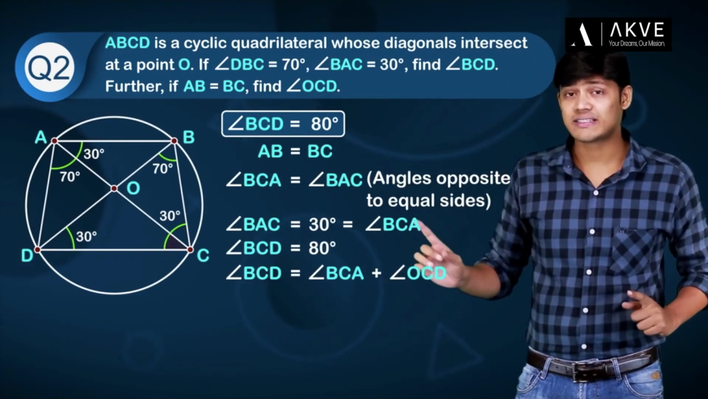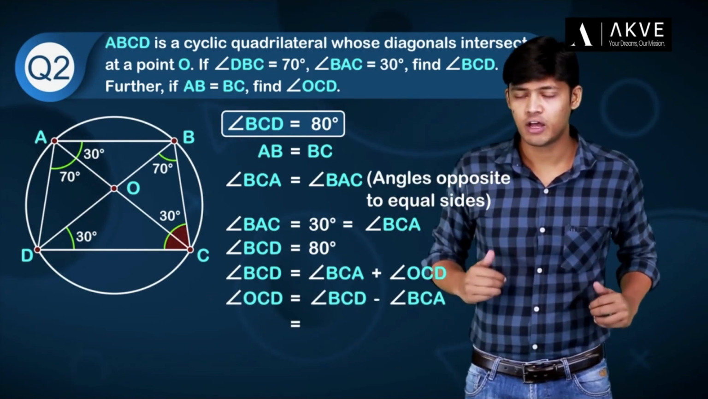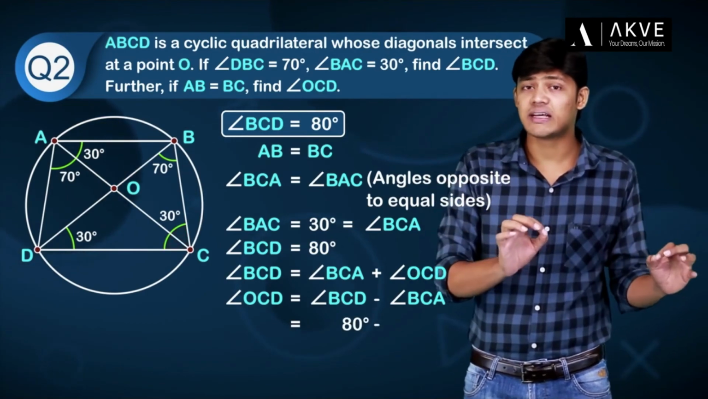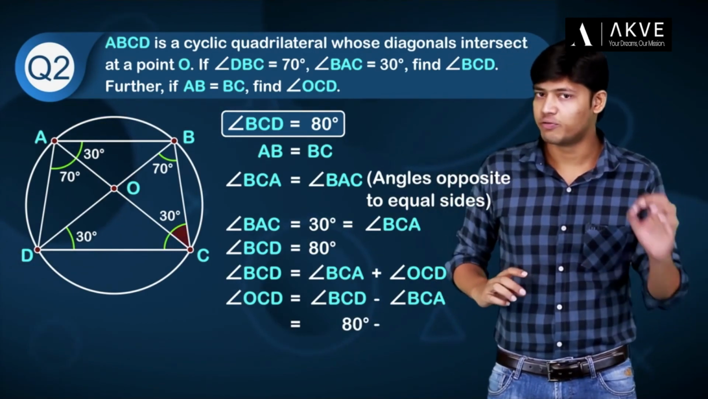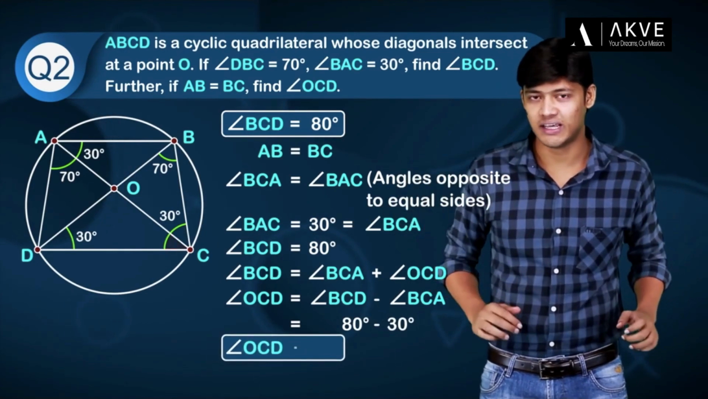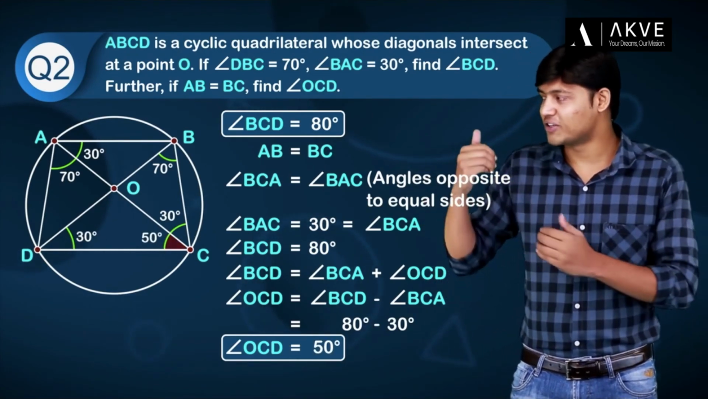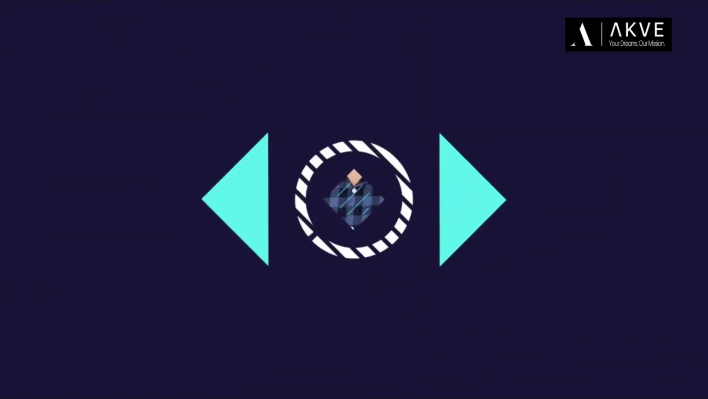So the angle BCD will be equal to the angle BCA plus the angle OCD. And from this, the angle OCD will be equal to the angle BCD, which is 80 degrees, minus the angle BCA, which is 30 degrees. So therefore, the angle OCD is 50 degrees, and we are done with the next part of this problem as well. So friends, that's all from this video and from this chapter. You need to learn how to use the theorems that we studied in this chapter to solve the problems, and you need practice for the same.